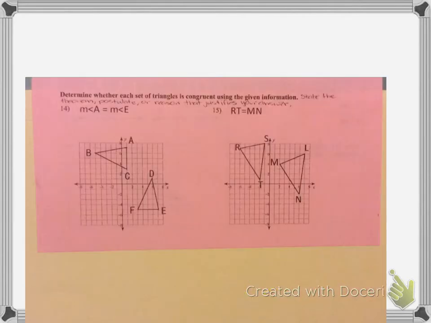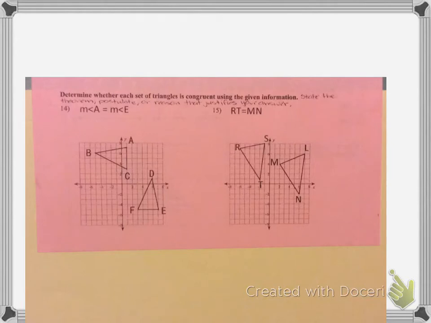Okay, let's look at numbers 14 and 15. It says determine whether each set of triangles is congruent using the given information. State the theorem, postulate, or reason that justifies your answer. Okay, so let's take a look at the triangles.